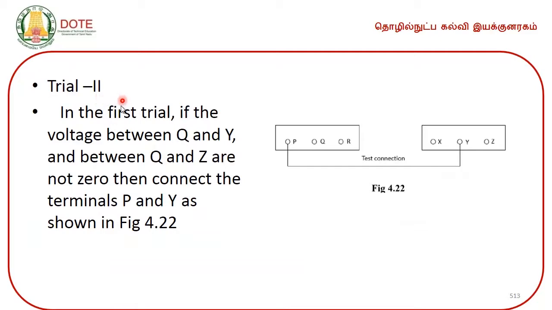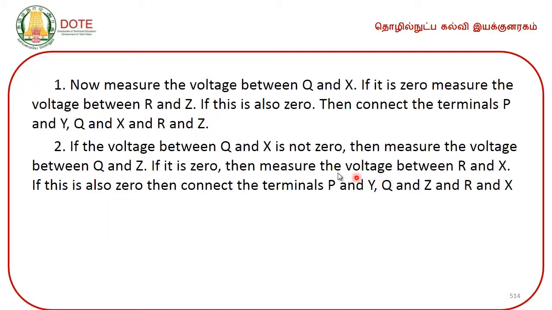Then trial 2. In the first trial, if the voltage between Q and Y and between Q and Z are not 0, then connect the terminals P and Y as shown in figure 4.22. So I can connect it here, P and Y. Now measure the voltage between Q and X. If it is 0, measure the voltage between R and Z. If this is also 0, then connect the terminals P and Y, Q and X and R and Z.